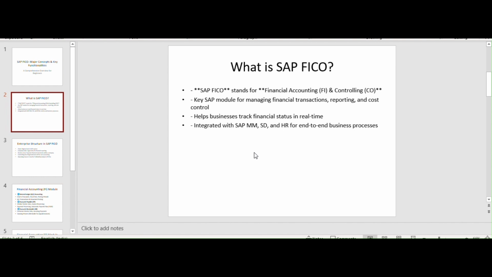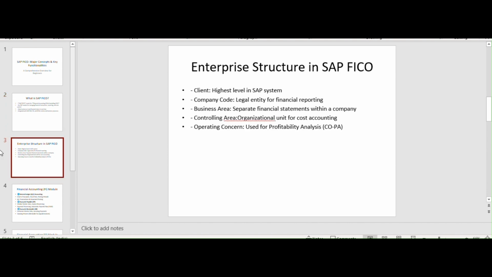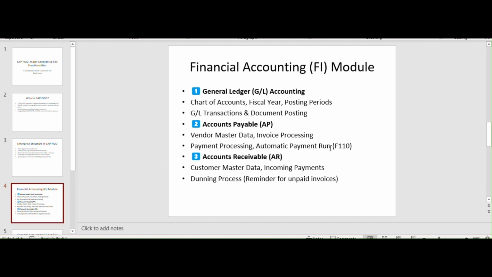What is SAP FICO? SAP FICO stands for Financial Accounting and Controlling, and this is a key module for managing financial transactions, reporting, and cost control. It helps businesses track financial status in real time. It is integrated with SAP MM, SD, HR, and end-to-end business processes. The enterprise structure, like company code, business area, and controlling operating concern, is part of the enterprise structure.